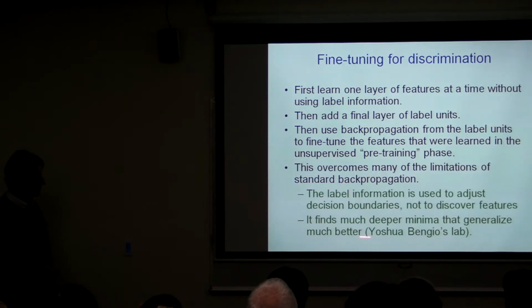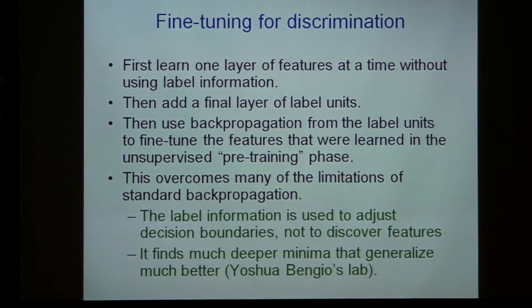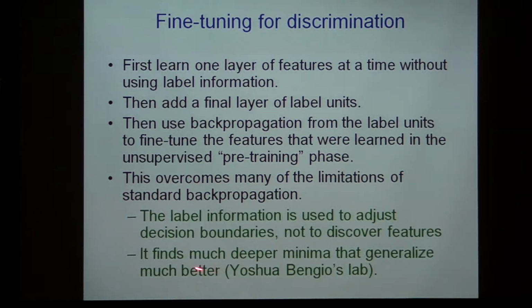People in Yoshua Bengio's lab, using Samy Bengio's computers at Google, have shown that you get to a different place in weight space than if you just use standard backpropagation. The minima you find this way just don't overlap at all with the minima you find if you just start with small weights and do backprop. And those minima generalize much better.